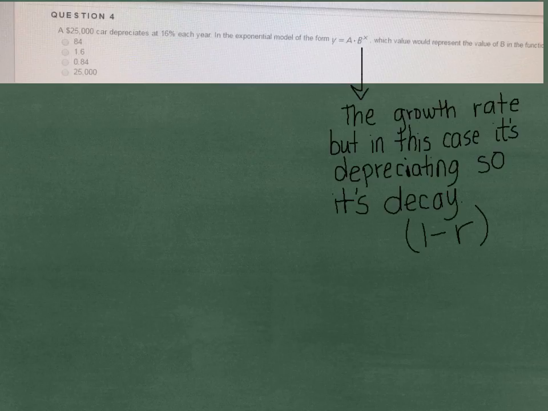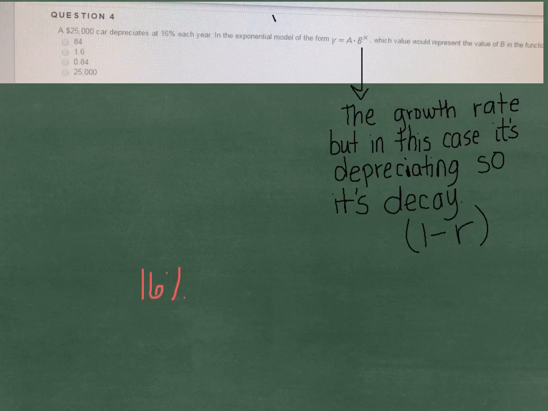Question number 4. A $25,000 car depreciates at 16% each year. In the exponential model of the form y equals a times b to the x, which value would represent the value of b in the function? In this situation, usually it's the growth rate, but in this case it's depreciating. The car is losing value. So that means it's a decay model. And instead of doing 1 plus the rate, it's 1 minus the rate. It's decreasing, so it's going to be less than 1.